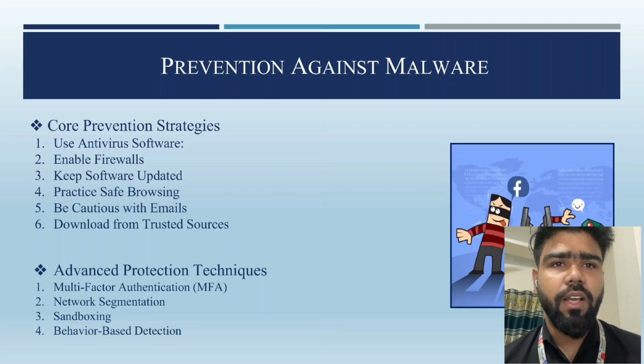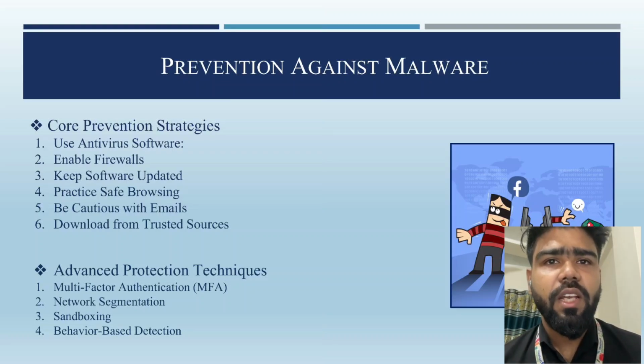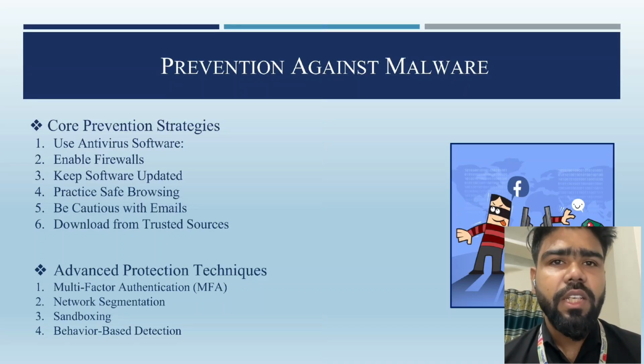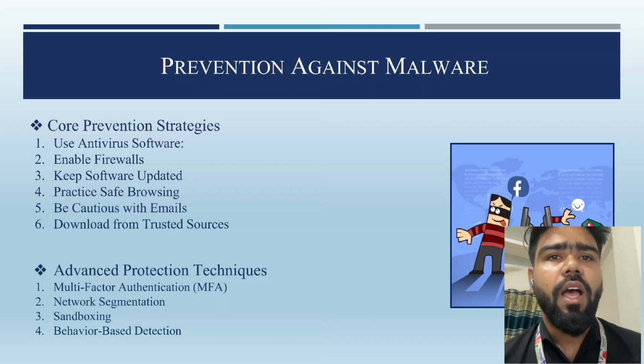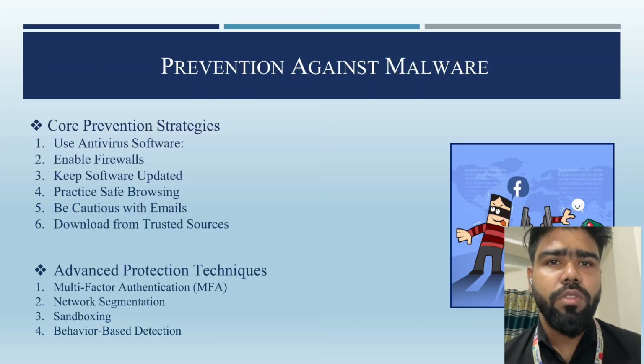Enable firewalls. We can activate built-in firewalls in our system and routers to filter incoming and outgoing traffic. Keep software updated. Regularly patching operating systems, browsers, and applications can fix vulnerabilities, which can improve our security. Practice safe browsing. Avoiding suspicious websites, pop-ups, and clickbait can mitigate a huge amount of risk. Using ad blockers reduces exposure.